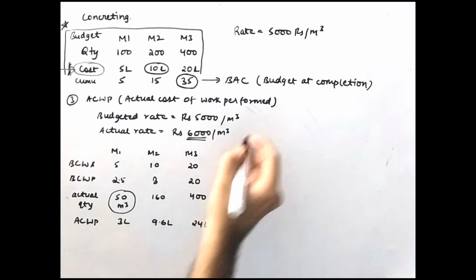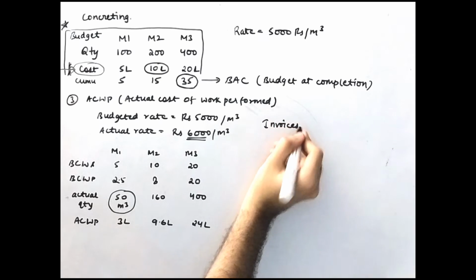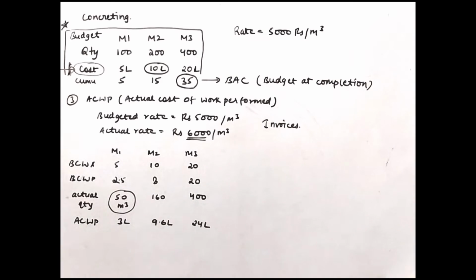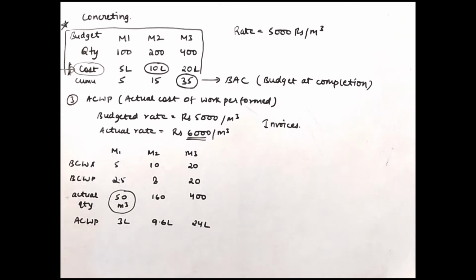Where do you record all these things from? These are recorded from your invoices and bills, you will get your cost there. So this is the third terminology. Basically you won't need to calculate. In the question itself they will give you the actual cost of work performed, that this much I have done. But still I am taking the very basic thing, I am telling you in depth.